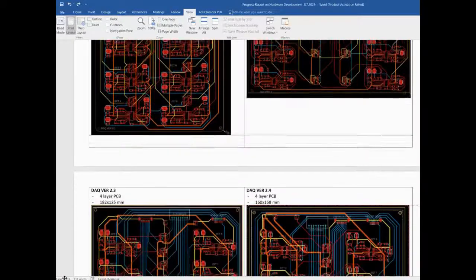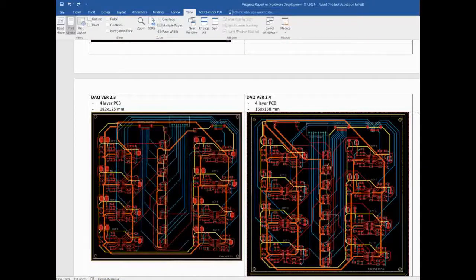I changed only the ground layer. I put it on the second layer, and the signal layer for digital I put on the fourth layer. But I found out that I still haven't really separated the analog circuits from the digital circuits. They still share the same area, and there's no improvement here.